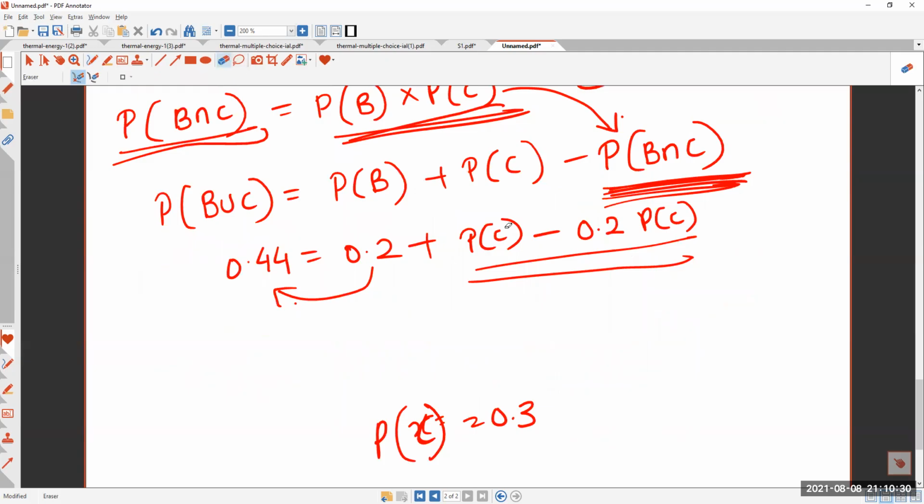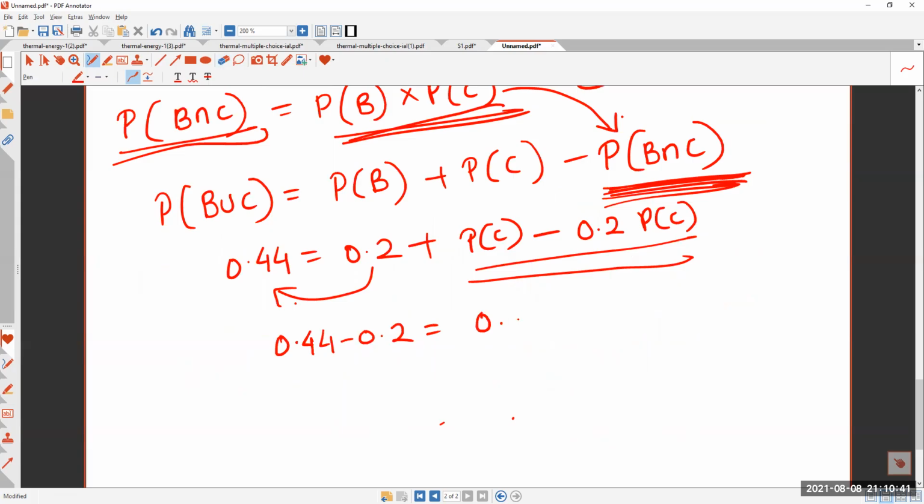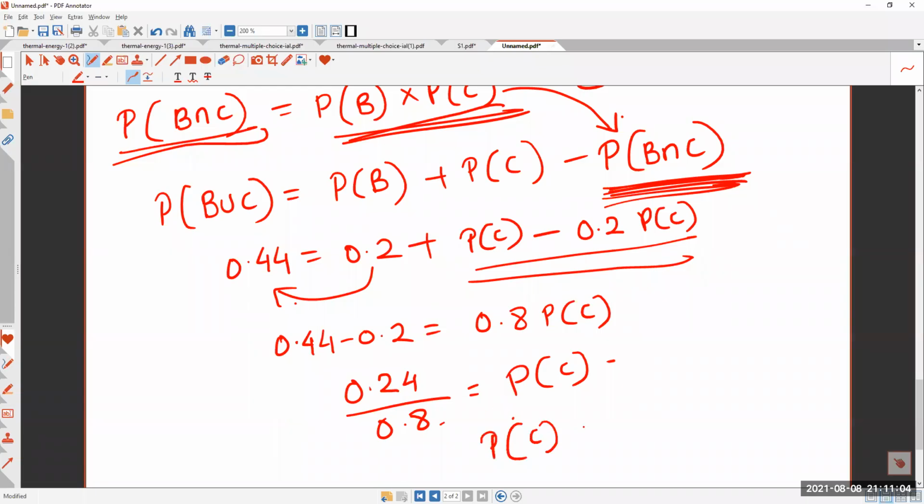Okay, so 0.44 minus 0.2, this will be 0.8 PC, probability of C. So 0.44 minus 0.2 is how much? 0.24. Okay, 0.24 divided by 0.8 is equal to probability of C divided by 0.8. Sorry, 0.24 divided by 0.8, how much are you getting? 0.3. Probability of C is 0.3. Clear, everyone is clear, na?